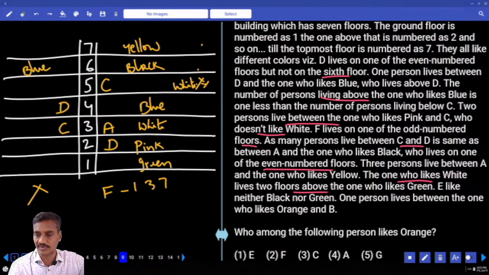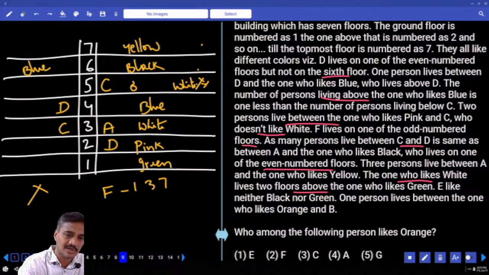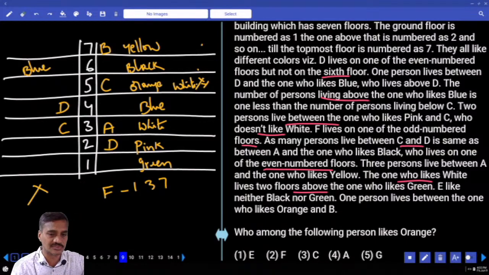In between 1 floor. And E neither likes black nor green. E is neither black nor green, isn't it? One person lives between orange and B. Now between orange and B there must be exactly 1. Orange is at this place. And if orange is here, orange and B, there must be exactly 1. B is here. Then E likes neither black nor green. And E cannot be black and green, E must be blue color. And if blue is, and 1 person between orange and B.